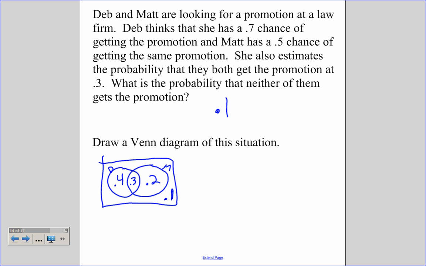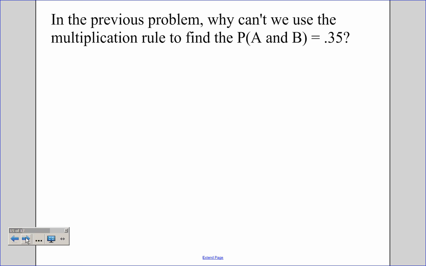So the probability that neither of them get a promotion is going to be 0.1. Now notice how this is 0.7 and this is 0.5, but the middle isn't 0.35. You can't just multiply those together. The reason for this is that these are not independent. So this is my next question. Why can't we use this rule? These aren't independent.